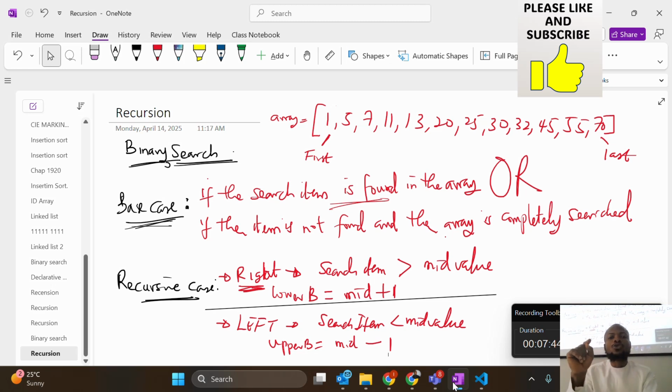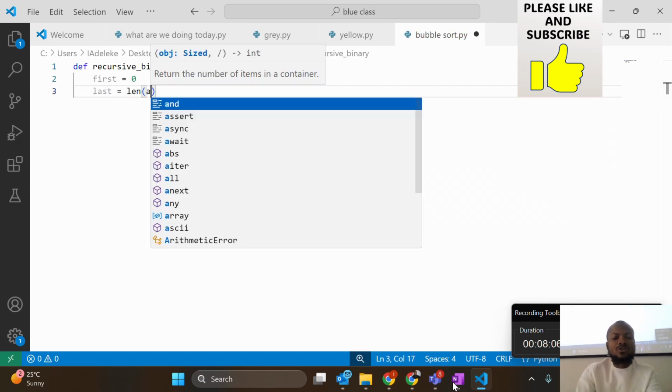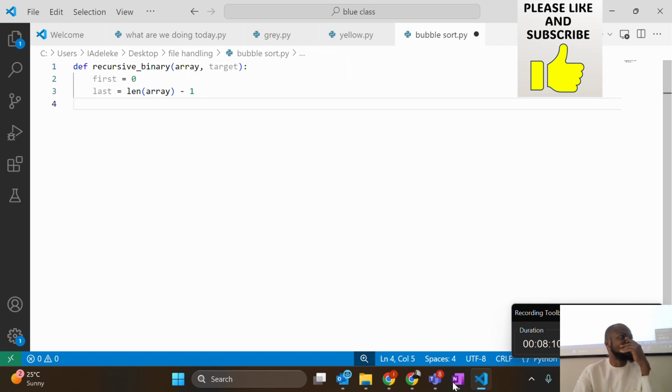Okay? And also, checking if the item is not found means you must have known the first index and what? And the last index. Is that understood? So, but before you find the mid value, of course, you must know the index, which is the first and what? And the last. Is that understood? So let's write that first is equal to 0. And what? Last is equal to what? Length of array. This time, let me use what? -1. Is that understood?